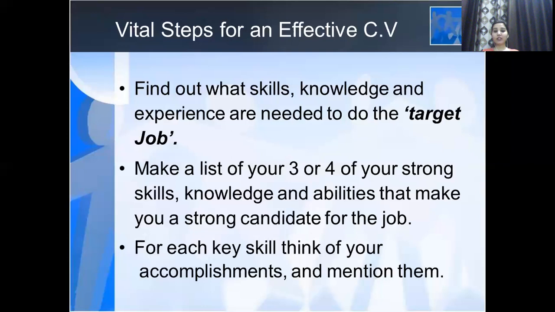Likewise, if you're applying for a technical job, then you must add that you have attended a workshop on so and so language, and that you were awarded by so and so person for that skill set.